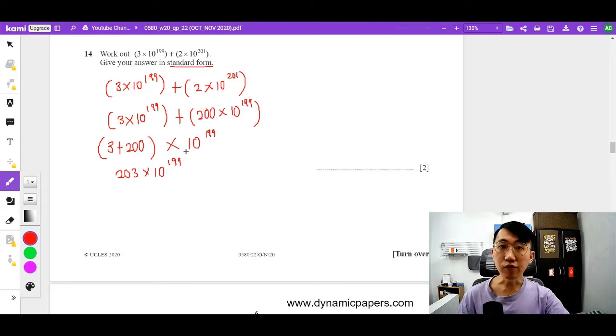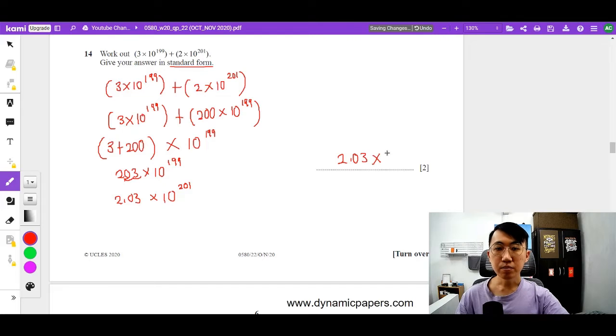This is not the final answer yet, because standard form says that you have to make sure this number is less than 10. So you need to shift 1 time, 2 times, and it becomes 2.03. Remember, when you shift towards the left, you need to top up another 2. So this will become 10 to the power of 201. Okay, that's the final answer: 2.03 times 10 to the power of 201. That's question 14.